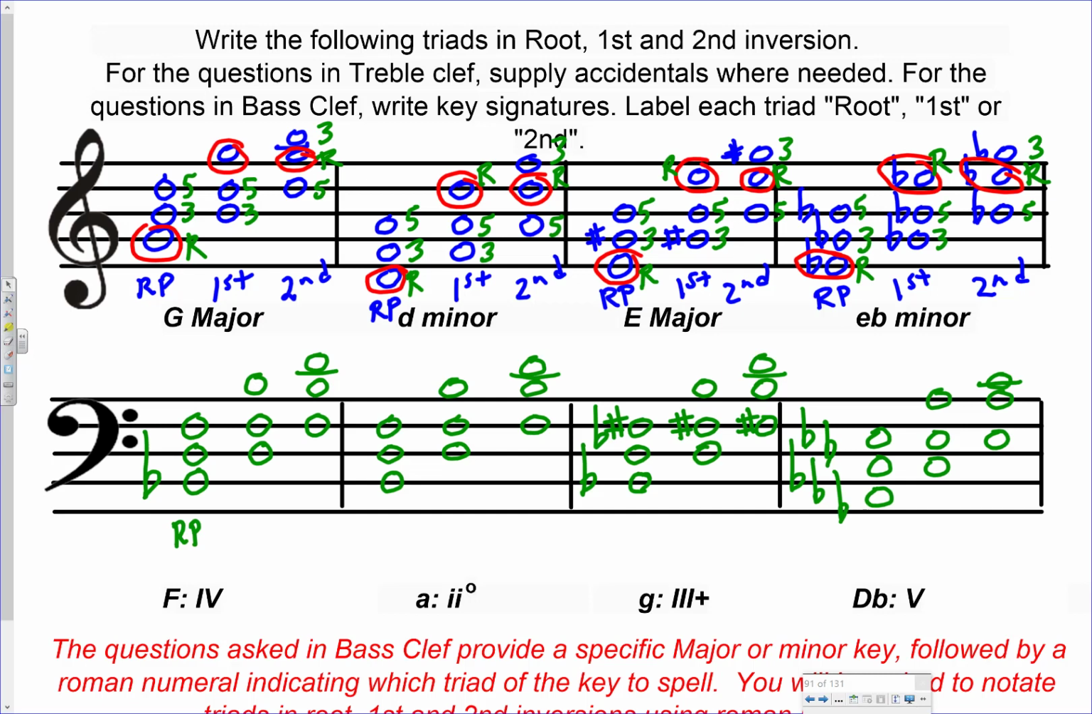More time? No problem. If you're finished, please go back and do what we did in the first line in treble clef. That is, circle the root in every triad you drew. And then when you're finished with that, you can label each tone of each triad as R for root, 3 for third, and 5 for fifth.